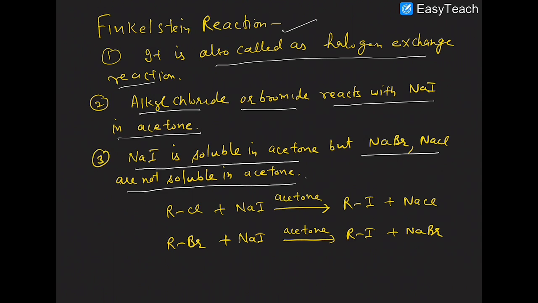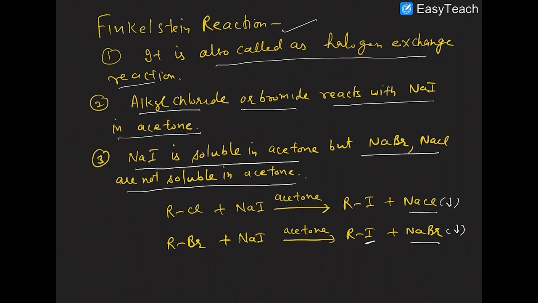So what has happened is that after the formation, the NaCl and NaBr do not react back. Why? Because they are insoluble. They settle down at the bottom. Otherwise, what can happen? Because iodide is also a very good leaving group, the reaction can be reversed.